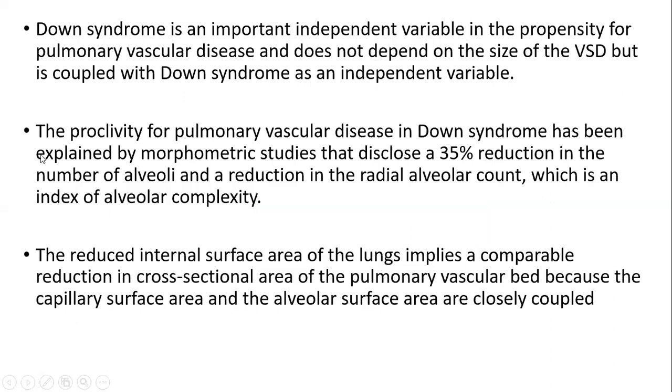And the most important association is Down syndrome. Down syndrome itself is an independent variable for propensity for VSD, and for propensity for pulmonary vascular disease, and it doesn't depend on the size. What are the causes of pulmonary vascular disease in case of Down syndrome? Enumerate 1, 2, 3, 4.